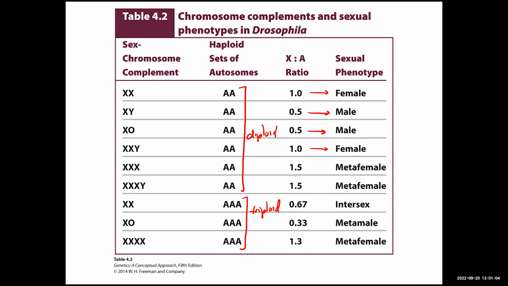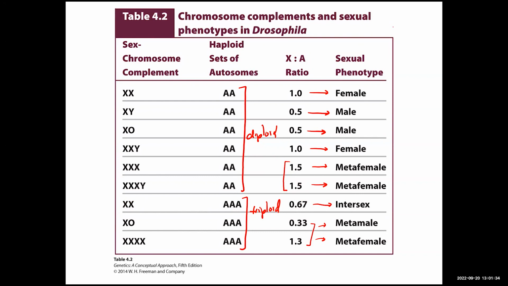When there are 3 X's, this increases the number above 1, which results in metafemales. And when you are triploid, this changes the ratio as well. Triploid females with 2 X's become intersex because their ratio is under 1. Individuals above and below become metas. You should understand that this is dosage based.